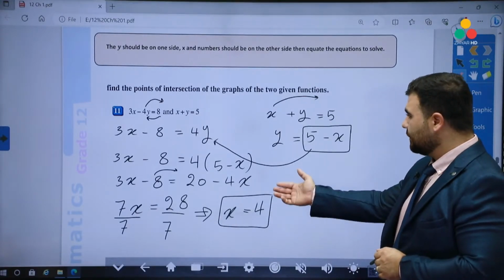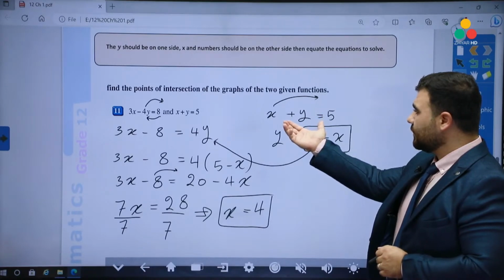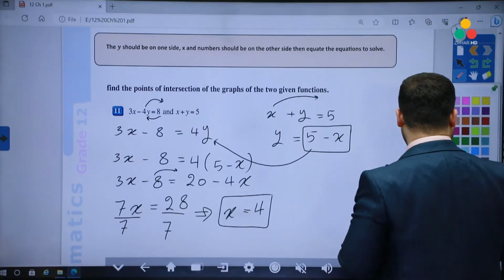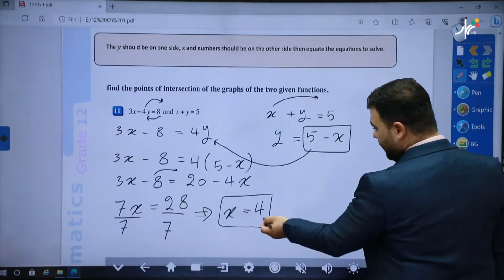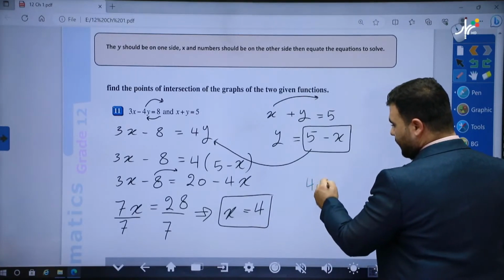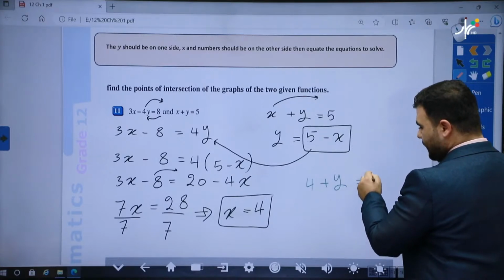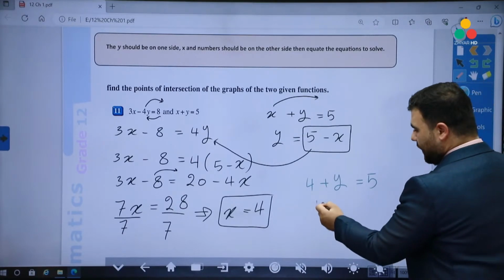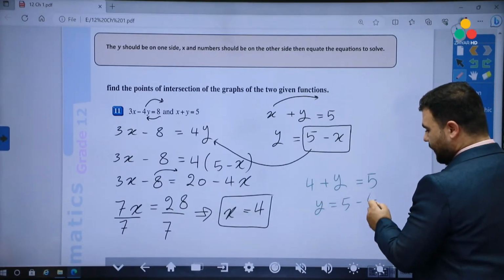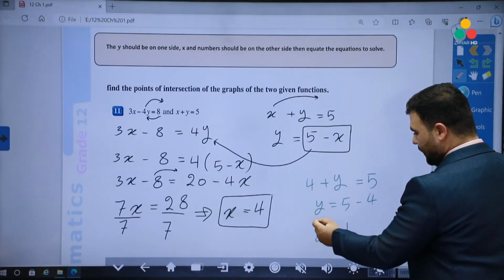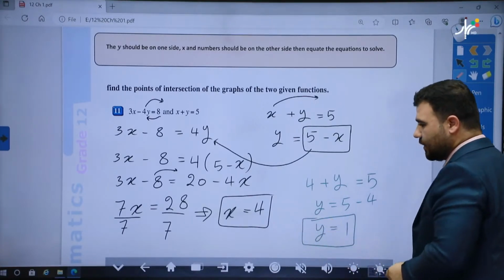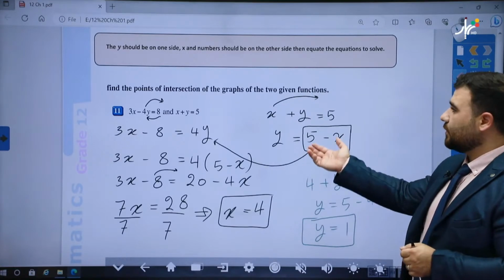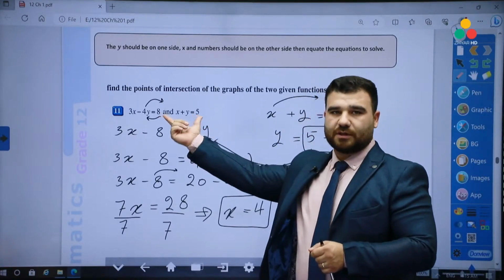To find the value of y, we'll use this equation because it's easier. We can use the first one as well. We'll get the same answer at the end. Now x is 4. 4 plus y equal to 5. This means y is 1 because 4 plus 1 is 5. Or y equal to 5 minus 4, y is equal to 1. So when x is equal to 4, y is equal to 1, as a point, it's (4, 1). It's the point of intersection between these two equations.